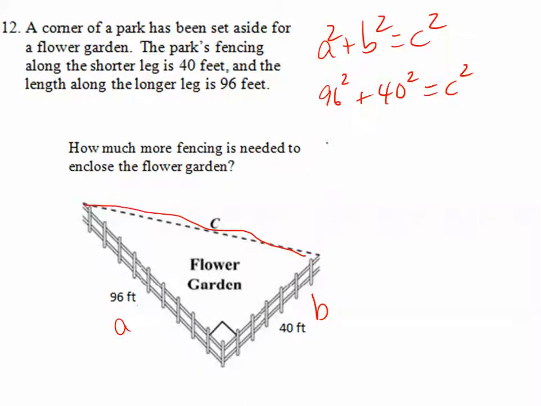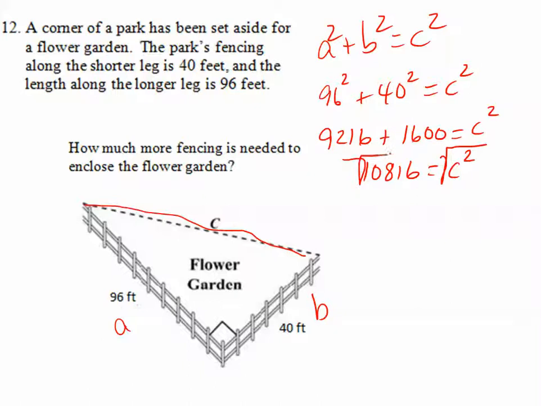96 squared is 9,216. 40 squared is 1,600 equals c squared. We add those together and we get 10,816 equals c squared. To get rid of the squared, we take the square root of both sides. So we get c equals 104. And our units are 104 feet. So we're going to have 104 more feet of fencing that we need.